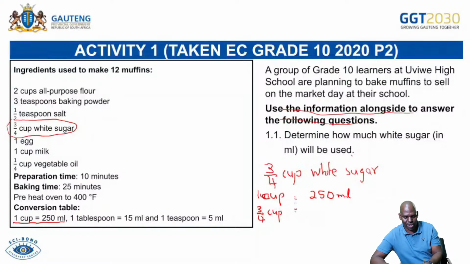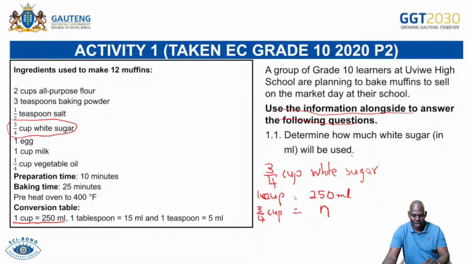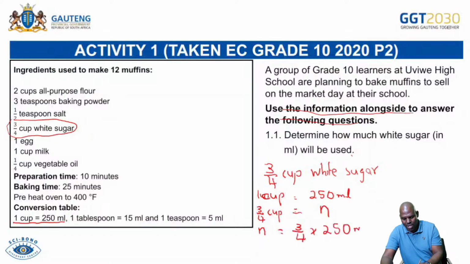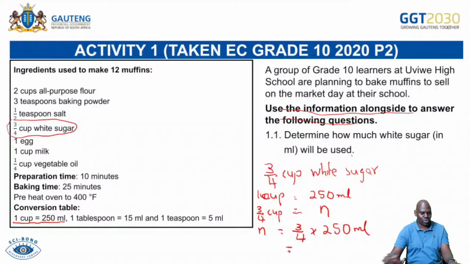In this case, we take 3/4 multiplied by 250. You can say n for the number of cups, and then you cross multiply. When we cross multiply, the answer is 3/4 multiplied by 250 milliliters. Then you take your calculator, you say 3 divided by 4, and then multiply by 250. The answer must be 187.5.